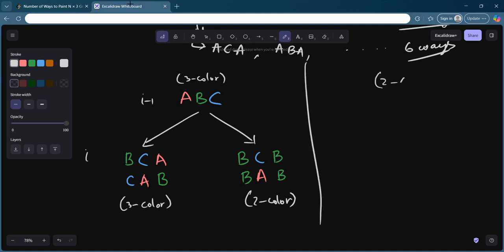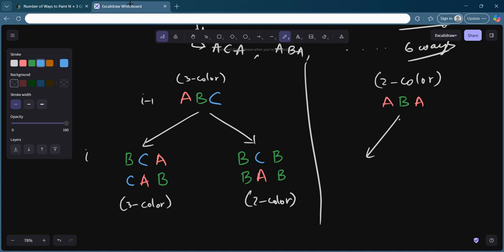So now let's take care of a 2 color combination. Let's take the colors to be A B A. So that's what we will do, A B A. Can you tell me how many 3 color combinations you can produce from here? From row I minus 1 to row I, how many 3 color combinations can you produce?